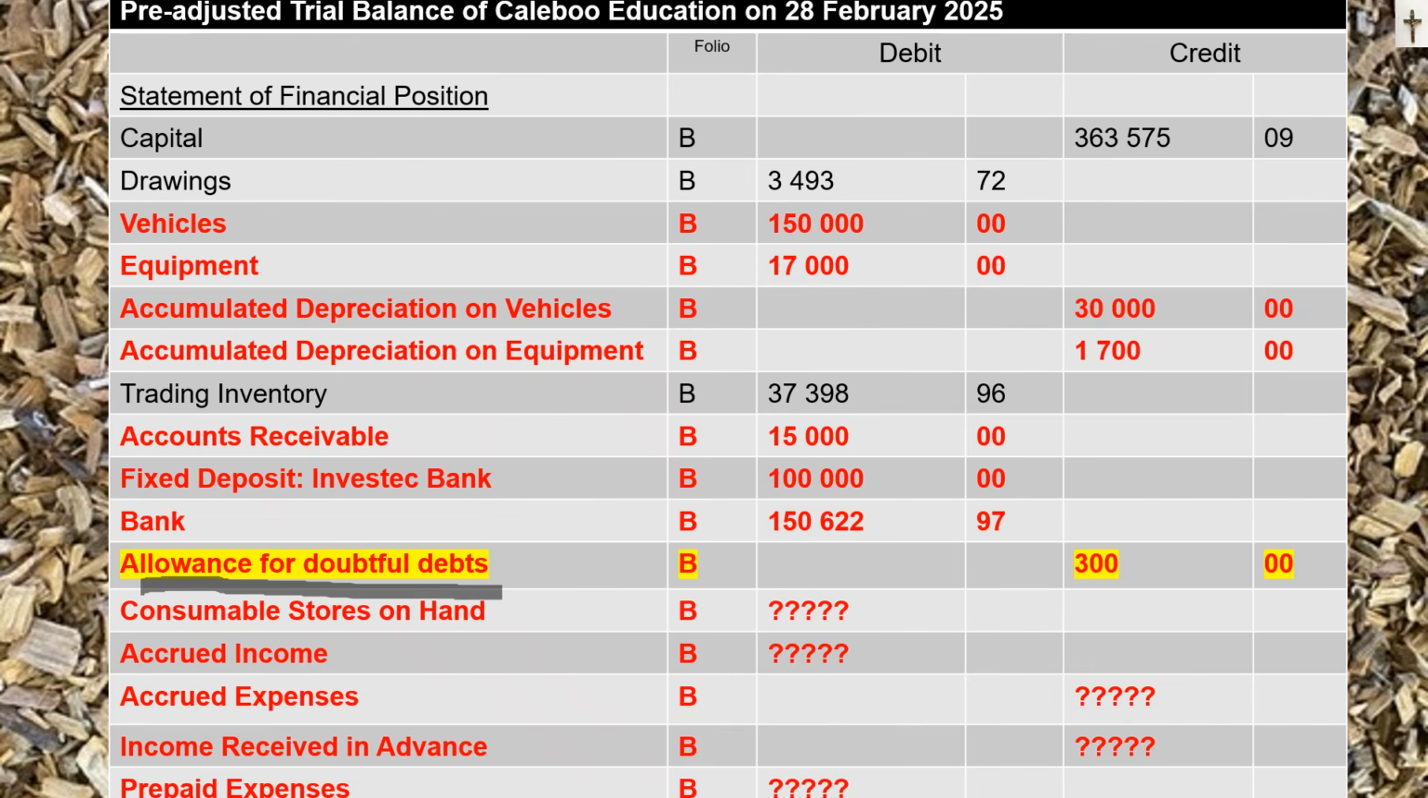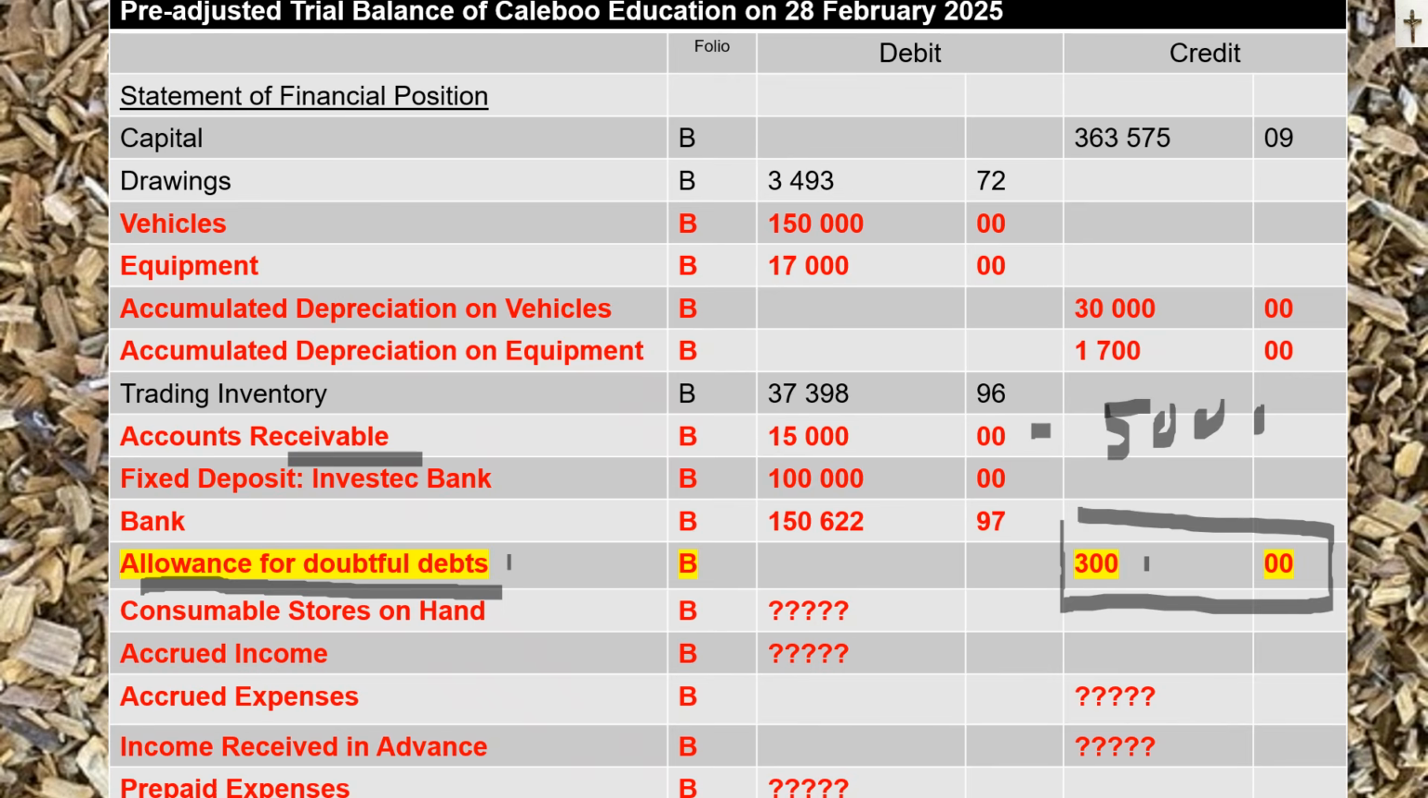The allowance for doubtful debts from the previous year had a balance of 300. Now they're saying make an adjustment of 4% of accounts receivable. So remember, there was another bad debt that you must take off. So 15,000 minus 5,000 times 4% is going to give you a number for allowance for doubtful debts. Allowance for doubtful debts is a decrease in the value of accounts receivable, by the way. It's a decrease in assets.